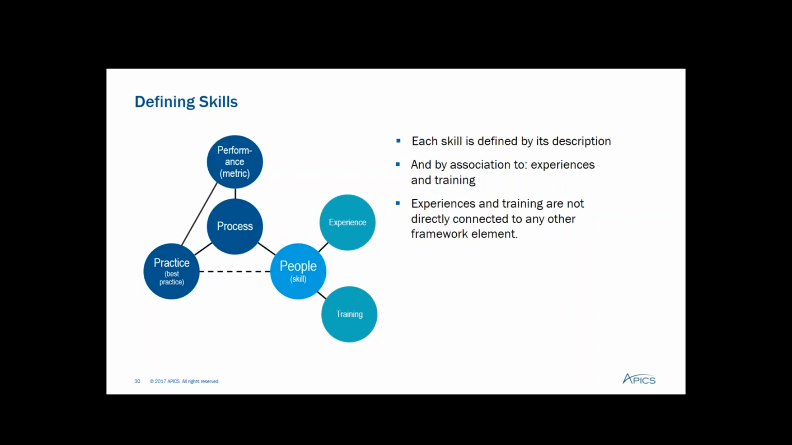SCOR people elements are related to SCOR performance processes and practices. Each skill is linked directly to SCOR processes. The skill linkages appear only on the level 3 SCOR processes. SCOR skills are not directly linked to performance, but are linked via the process, the SCOR level 3 processes. SCOR skills are linked to some, but not all of the SCOR practices. Experience and trainings are linked only to SCOR skills.